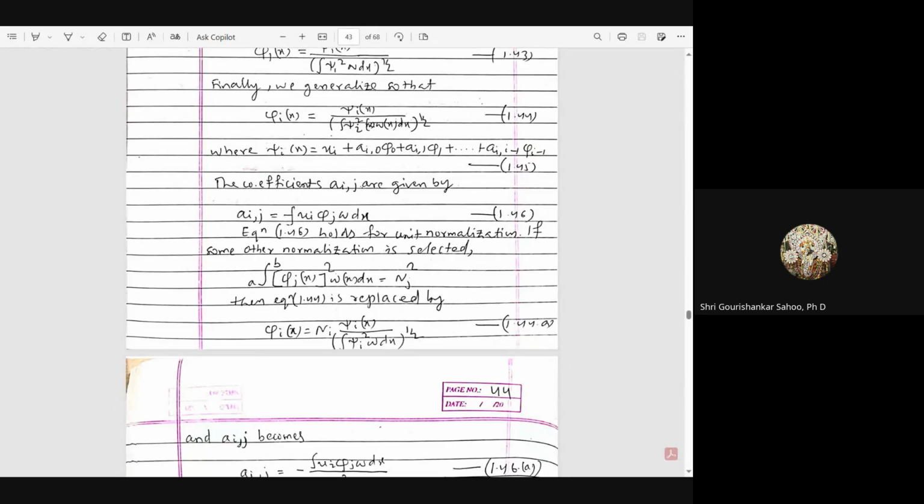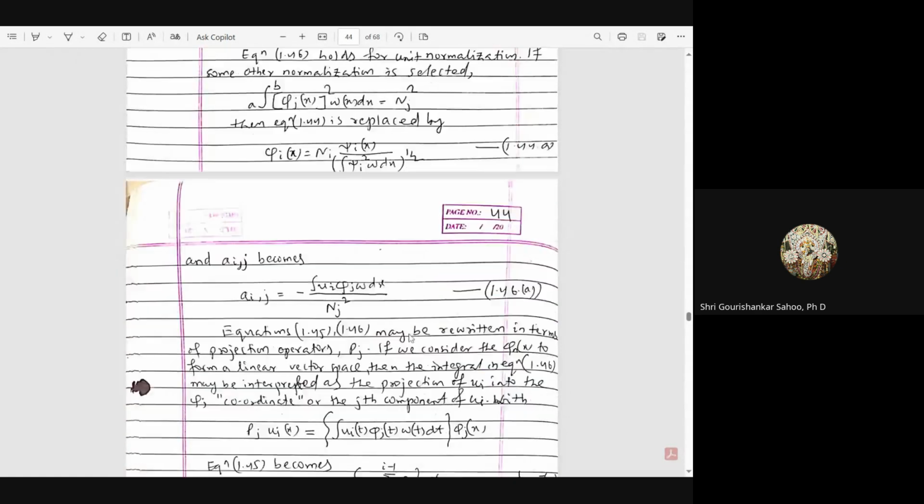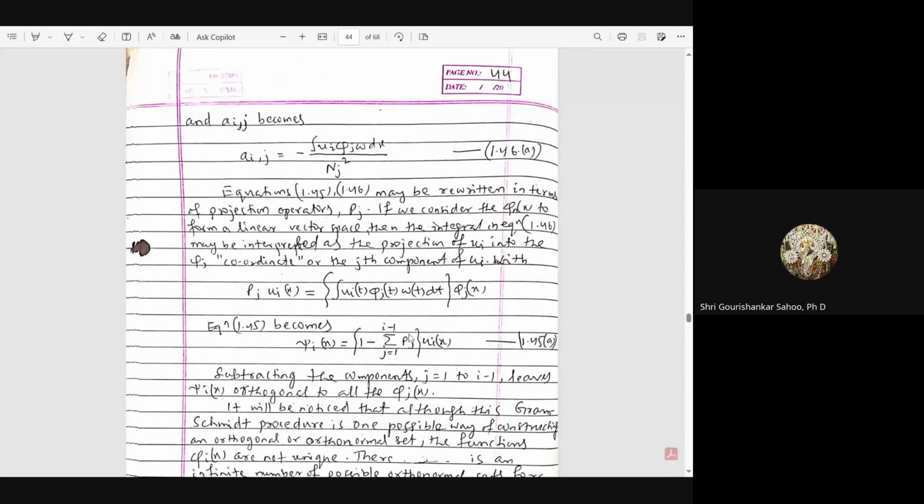So if some other normalization is selected, you can have integration from a to b of phi_j square omega dx equal to N_j square, and this can be replaced by phi_i equal to psi_i divided by N_i times integration psi_i square omega dx to the power half, and your a_ij is equal to minus integration u_i phi_j omega dx divided by N_j square.